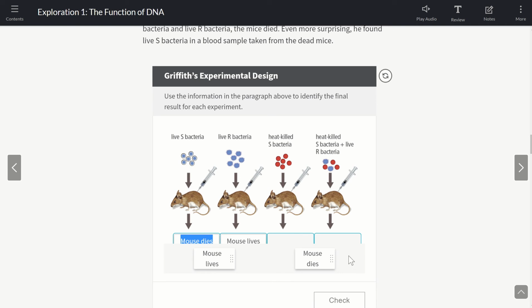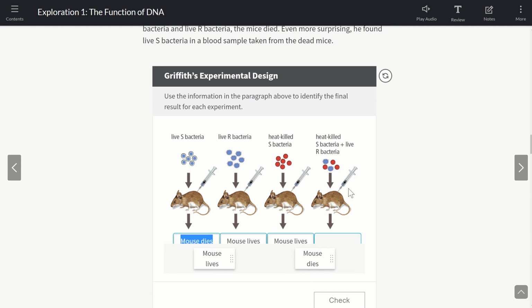The mouse lived. Then he boiled the mixture that contained the S bacteria, effectively killing it. He injected it into the mouse, and the mouse was totally fine. All three of these things were expected. He expected that when he injected the deadly bacteria into the mouse, it was going to die. When he injected the non-deadly bacteria, the mouse was going to be fine. And he even expected that when he heat killed the S bacteria and then injected it, the mouse would be totally fine.